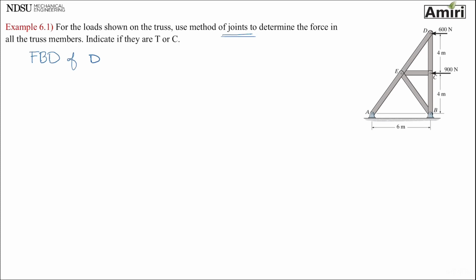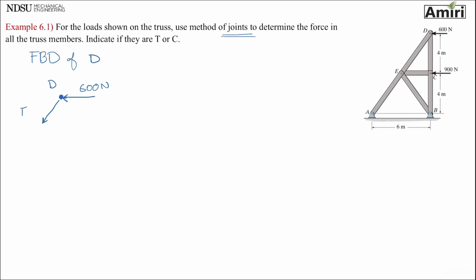Step 1, isolate the joint. So I'm drawing point D. Step 2, put active forces on there. I have a 600 newtons in horizontal direction. Then put reactive forces. Reactive forces are forces in member DE and member DC. Since they're unknown, I am going to draw them as tension.